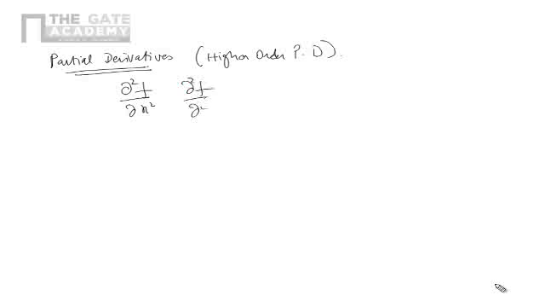Okay. So we were seeing about partial derivatives and we were talking about higher order partial derivatives, right? That is, we were talking of something called dou square f by dou x square, dou square f by dou y square. We are also talking of a special case of dou square f by dou x dou y and dou square f by dou y dou x.